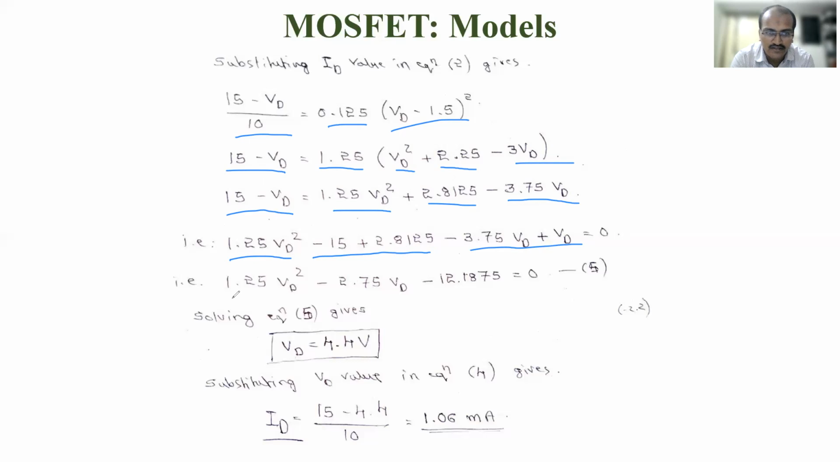So now we'll simplify. This is as it is, 1.25 VD square. Then minus 3.75 plus 1 becomes minus 2.75 VD. And then this subtraction will give you minus 12.1875. So make this as equation number 5. So you solve this equation.